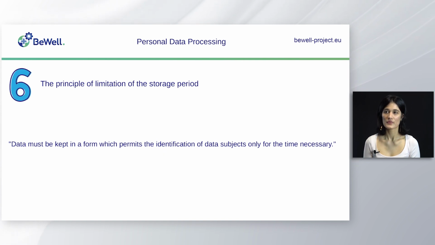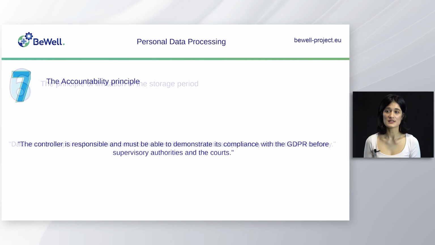Principle 6. The principle of determining the duration of the processing, storage period limitation, according to which data must be kept in a form which permits the identification of the data subject only for the time necessary to achieve the purposes of the processing. Principle 7. The principle of accountability of the controller, according to which the controller is responsible and must be able to demonstrate its compliance with the GDPR before supervisory authorities and the courts.